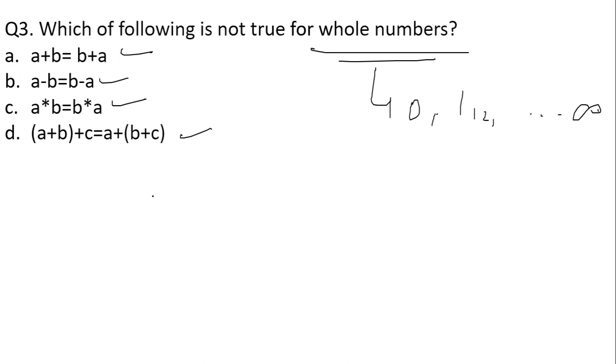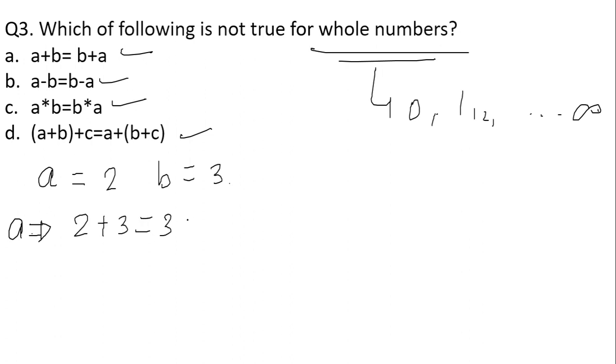For understanding this, I'll consider two values here. For example, the value of A is equal to 2 and the value of B is equal to 3. For option A, if I put these values, what will I get? A plus B is equal to B plus A. It means the summation is coming, 5 is equal to 5. So option A is valid for whole numbers. Yes. If you look at option B, what is given?